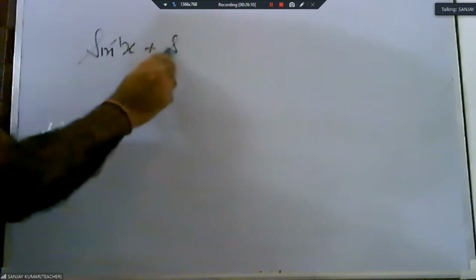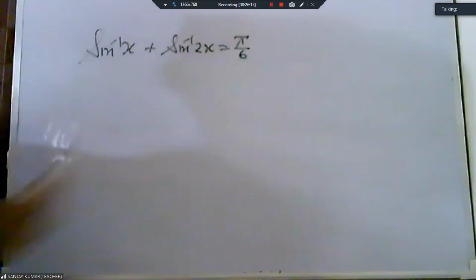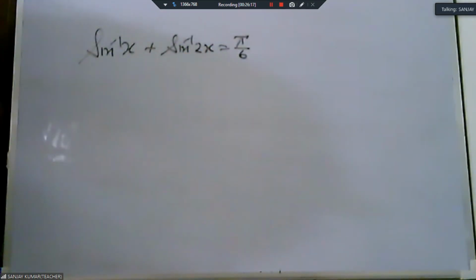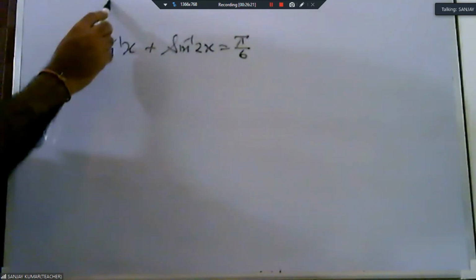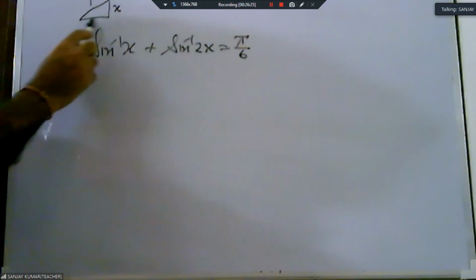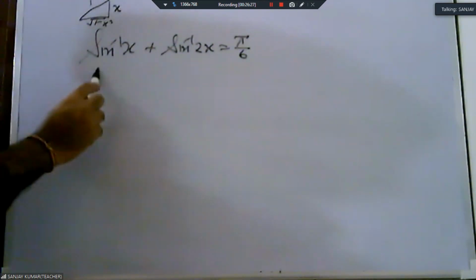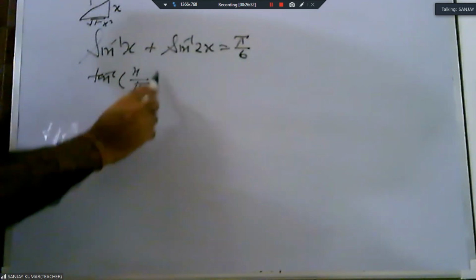See, this is the question: sin inverse x plus sin inverse 2x is equal to pi by 6. He says solve this question. Another problem is that if you change sin inverse into tan inverse by making a triangle, the term becomes very big. You cannot apply tan inverse of x upon root 1 minus x square. Then there is a problem.